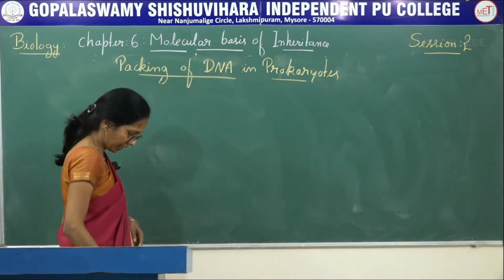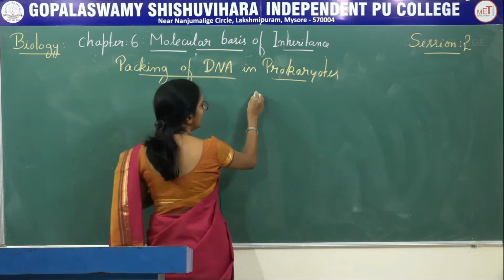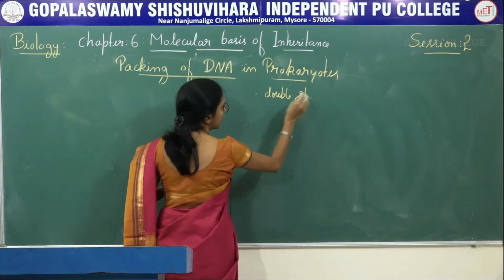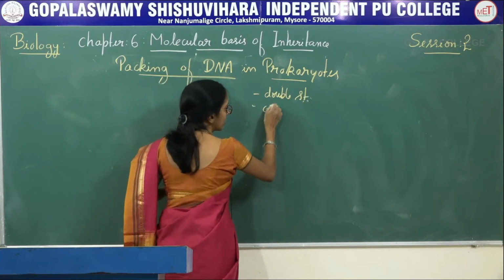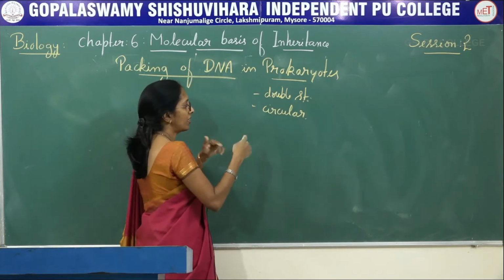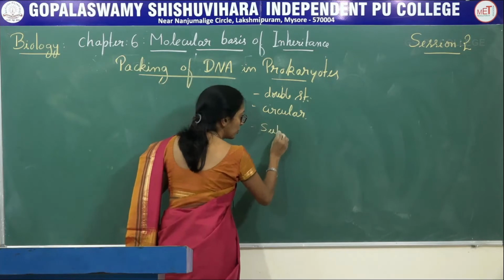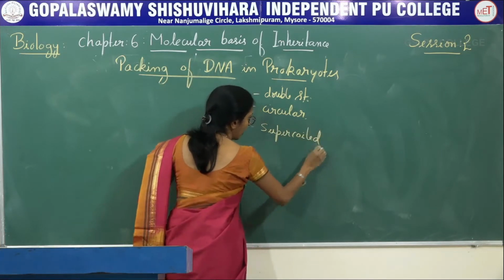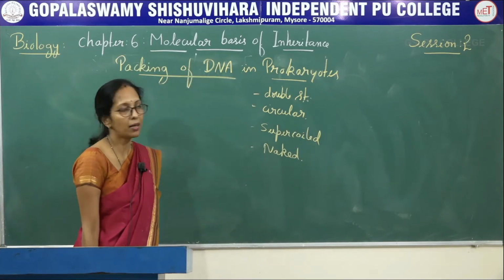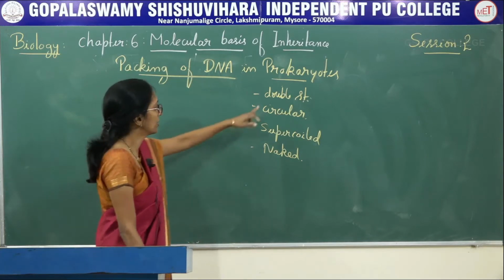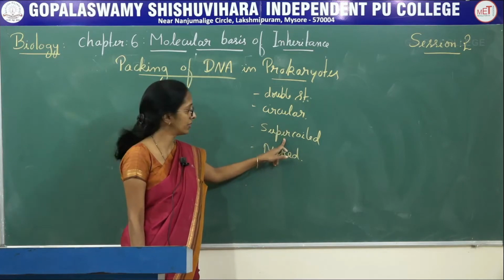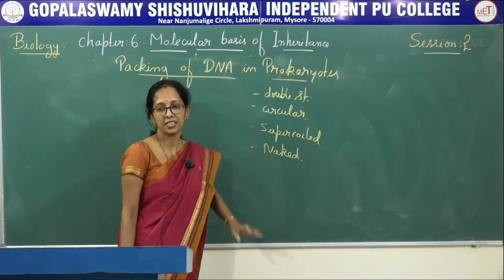Here, in case of prokaryotes, the DNA is said to be double-stranded structure and it is circular structure, coiled and coiled again and again to form super coiled, and it is said to be naked because there is an absence of nuclear membrane. The four important aspects: double-stranded, it is circular DNA, highly coiled, therefore it is said to be super coiled, and it is said to be naked.